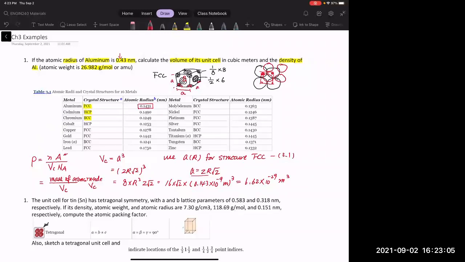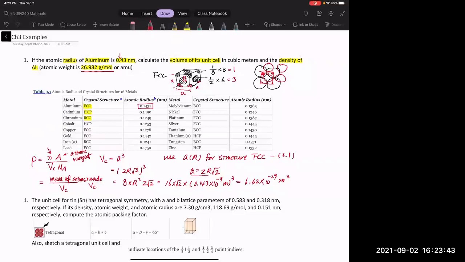So what are these things? This A here is the atomic weight, which is given here. This N here represents how many atoms are inside of the unit cell. We just did a calculation. You have 1/8 of an atom at each corner that will count as 1. You have 6 faces. Each face has 1/2 of an atom, so that will be 3.